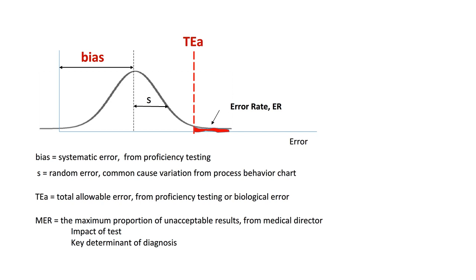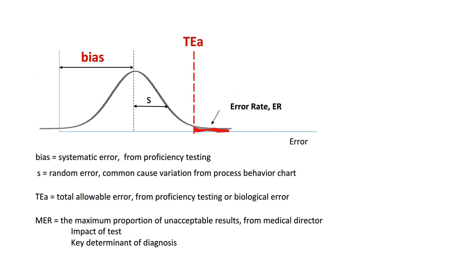The total allowable error comes from proficiency testing or is based on biological variation. You can imagine that if a person's sodium varies by 5 millimoles per liter on a daily basis, you don't need to measure sodium at a precision of 1 millimole per liter. You probably only need to know sodium, say, within 2 times the natural variation.